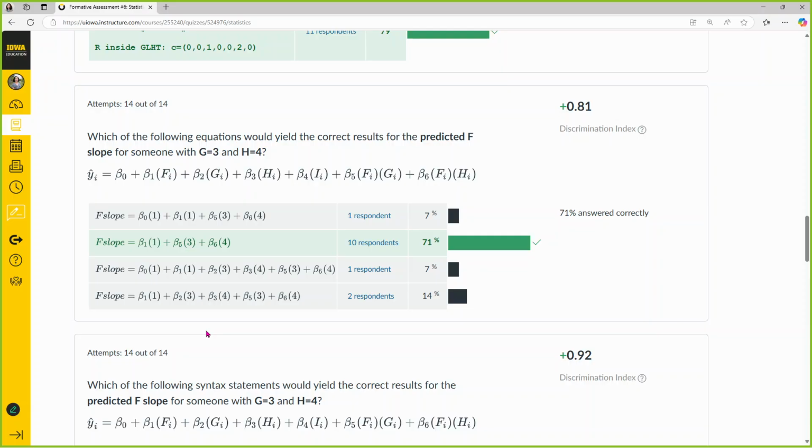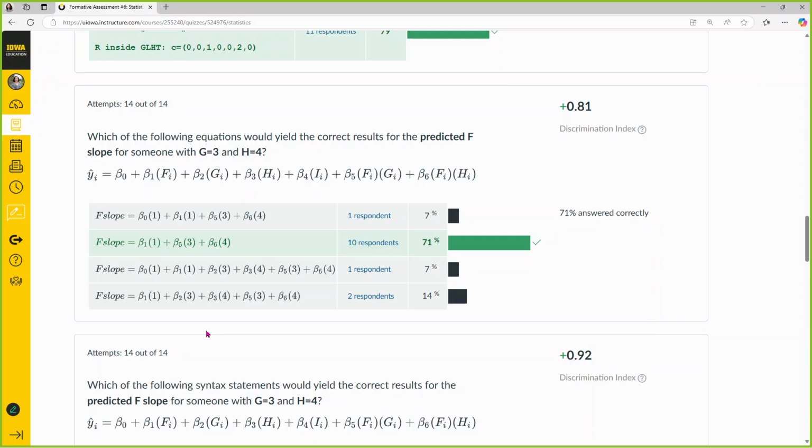Next, which of the following equations would yield the correct results for the predicted F slope? With G equals 3, H equals 4. Same initial question. Do I or do I not want the y-intercept for the predicted outcome? I misread. Predicted slope. Sorry, we're predicting a slope. Do I or do I not want the intercept for predicting a slope? No. Okay?